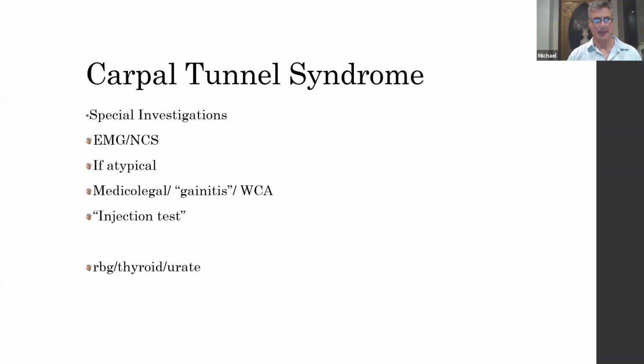What about special investigations? Very seldom. At the bottom line there, you can say if you suspect glucose or diabetes, you should test their random blood glucose. If you suspect thyroid, you can test their thyroid. But I don't go around testing every patient's glucose and thyroid, because the yield on that will be pretty low. And most patients know they're diabetic and know they've got a thyroid issue. But if there's any doubt, then I would test them.